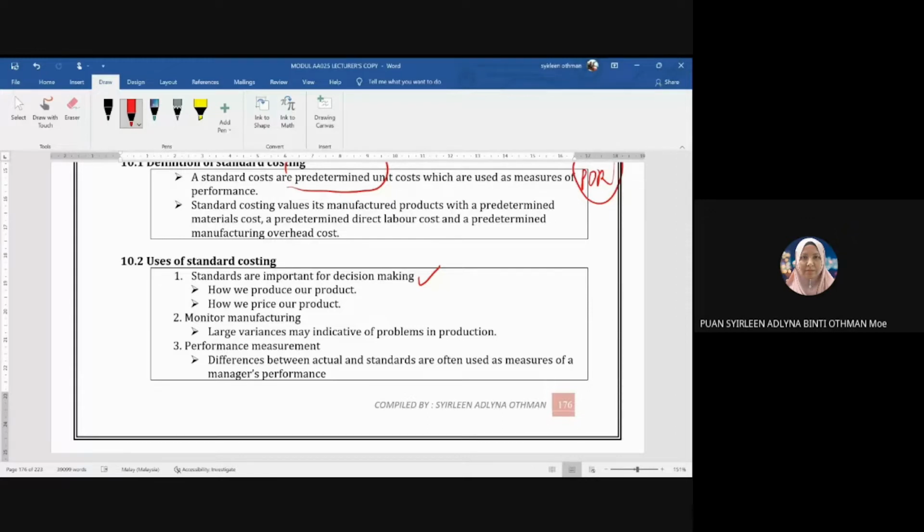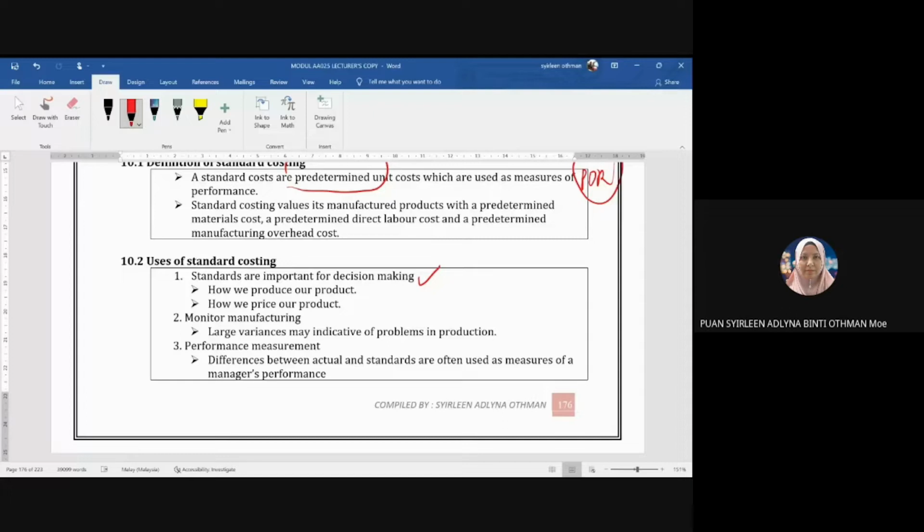Monitor is memantau. Okay, sekiranya berlaku satu variance yang sangat besar, variance tu maksudnya, okay, I projected my standard costing is 10. Tiba-tiba the actual costing pergi sampai 20. Beza antara standard costing dengan actual costing tu sampai RM10 contoh. So bila you buat variance ni, nilai awak kira perbezaan tu adalah dalam RM. Dia tak ada perbezaan dalam unit lain. Semua dalam RM. Sebab kita nak mengira cost.